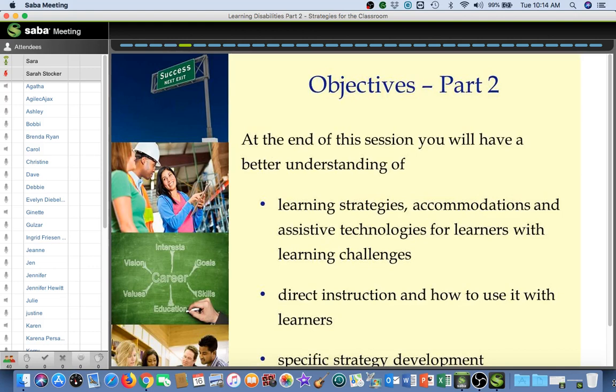So I'm hoping that at the end of this session, you'll have a better understanding of learning strategies, accommodations, and assistive technologies for learners with learning challenges, a better understanding of direct instruction and how to use it with learners, and of specific strategy development as well, for each of the three types of challenges.